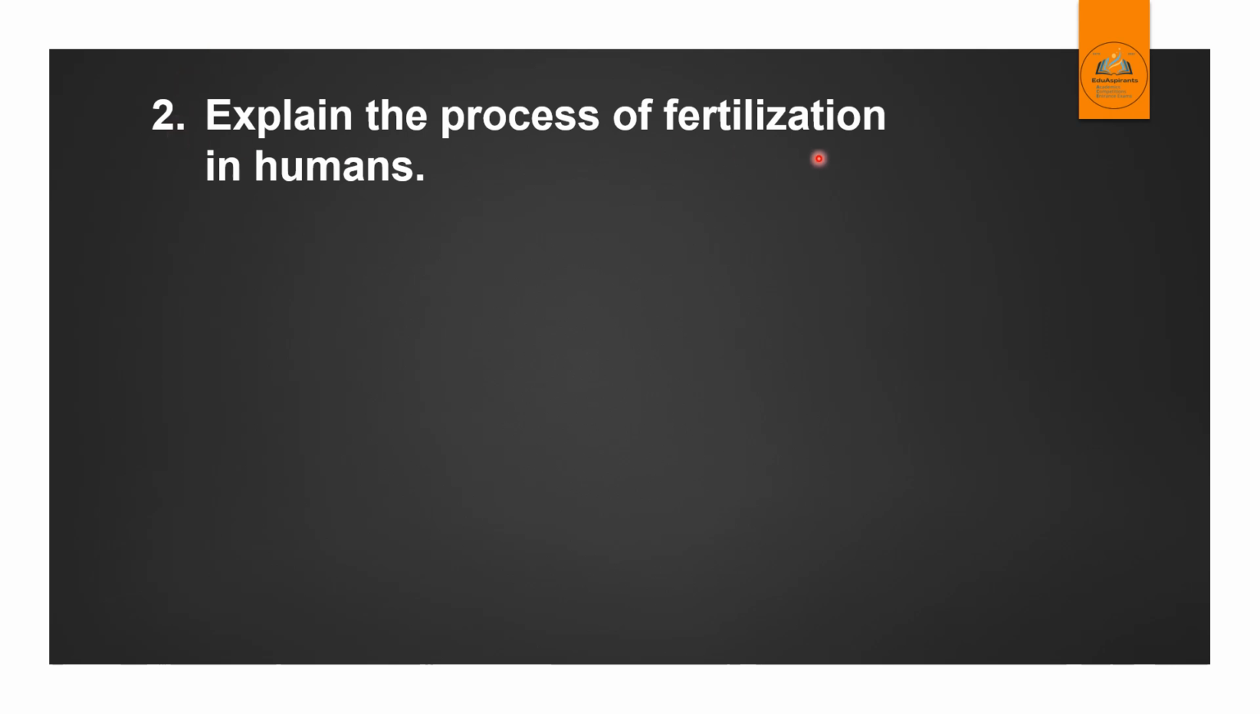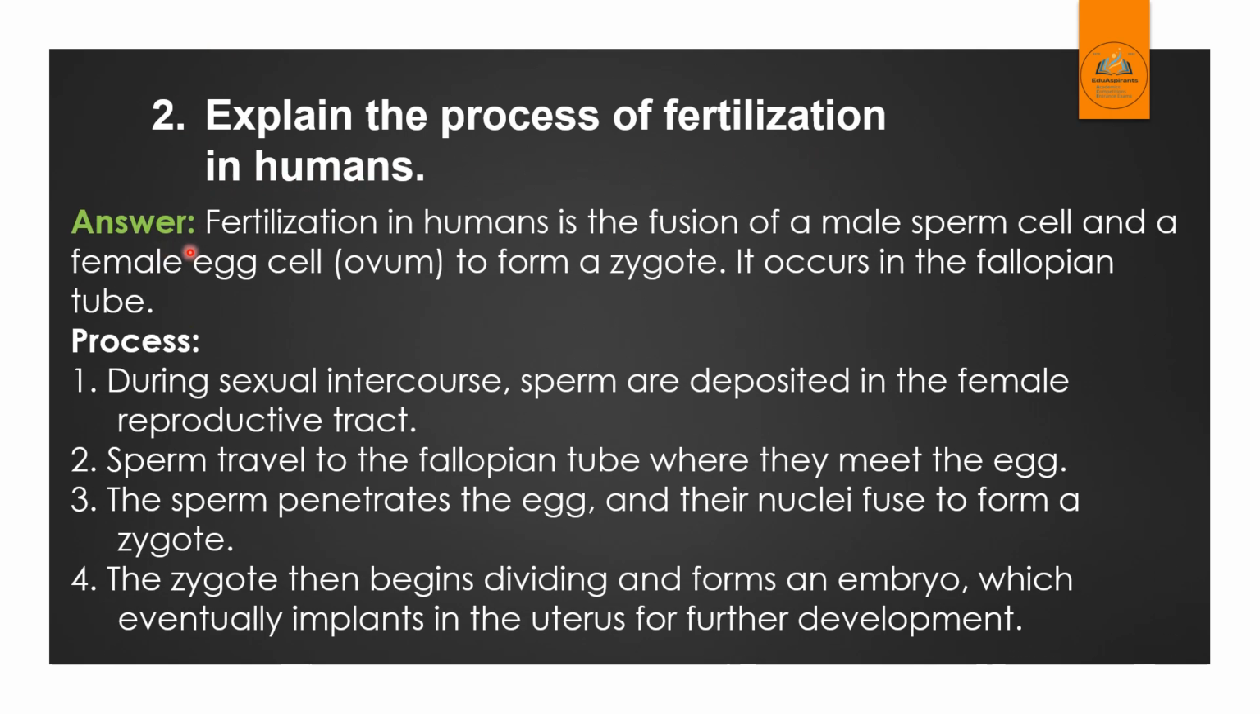2. Explain the process of fertilization in humans. Fertilization in humans is the fusion of a male sperm cell and a female egg cell, ovum, to form a zygote. It occurs in the fallopian tube. Process: During sexual intercourse, sperms are deposited in the female reproductive tract. Sperms travel to the fallopian tube where they meet the egg. The sperm penetrates the egg and their nuclei fuse to form a zygote. The zygote then begins dividing and forms an embryo, which eventually implants in the uterus for further development.